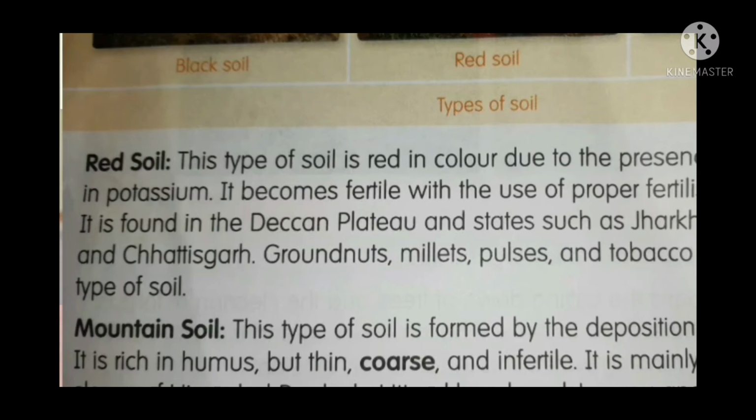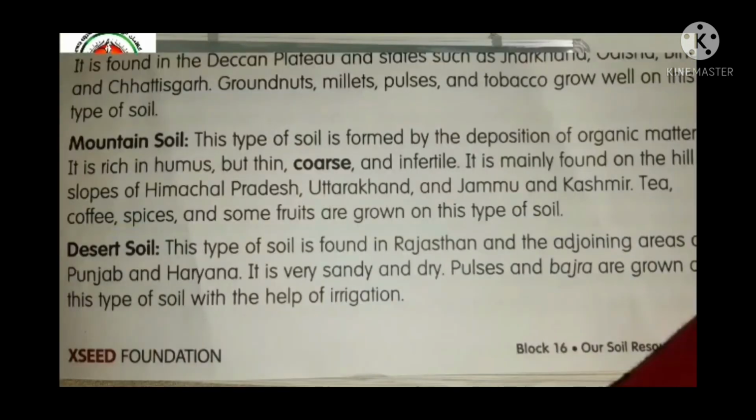Then mountain soil. Mountain soil is formed by the deposition of organic matter. It is rich in humus but thin, coarse and infertile. This type of soil is formed by the deposition of organic matter; it is rich in humus and less fertile. It is mainly found on the hill slopes of Himachal Pradesh, Uttarakhand and Jammu Kashmir.